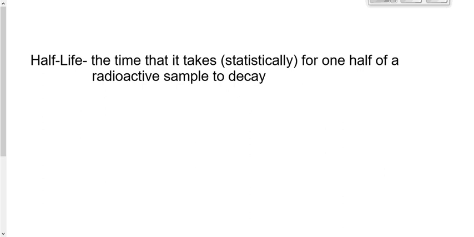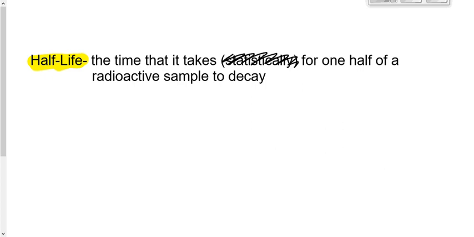Today I want to spend a few minutes talking about how quickly these nuclear decay equations take place, or how quickly radioactivity takes place. So I need to define a term called half-life, though. Half-life is going to be the time that it takes, forget about this word for a second, we'll come back to that, for half of a radioactive sample to decay.